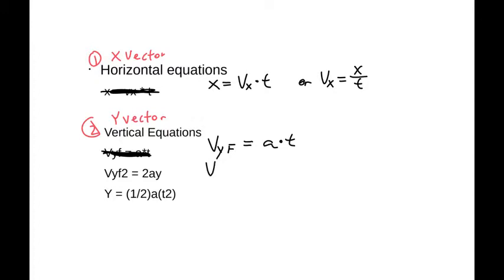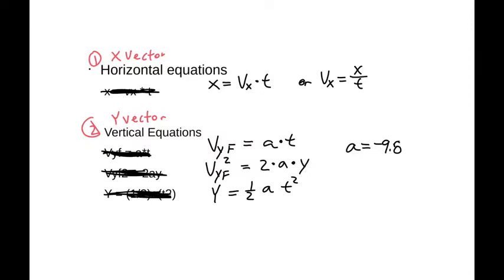Okay. Velocity in the y direction final squared equals 2 times the acceleration times your height. Okay, y will be height. And then our last equation, the height is 1/2 acceleration time squared. Hopefully all these equations look a little bit familiar. Of course, in the vertical direction, A, you know it, is 9.8 meters per second squared.